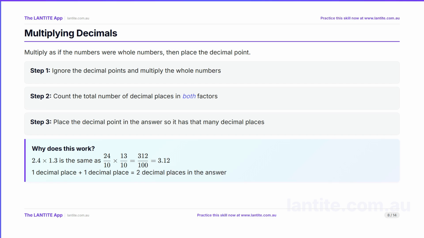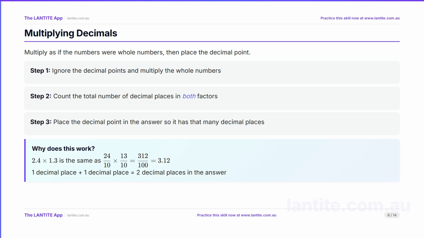For multiplying decimals, here's the method. First, ignore the decimal points entirely and multiply as if you had whole numbers. Second, count the total number of decimal places in both numbers you're multiplying. Third, place the decimal point in your answer so it has that total number of decimal places.